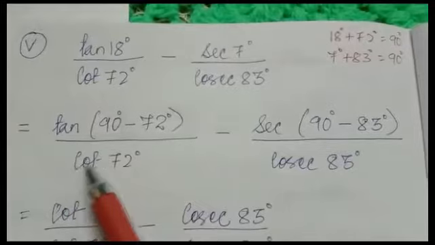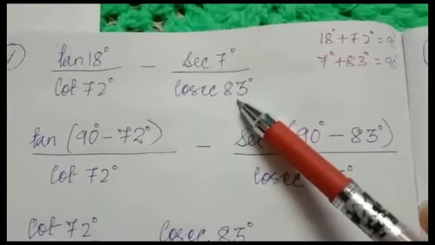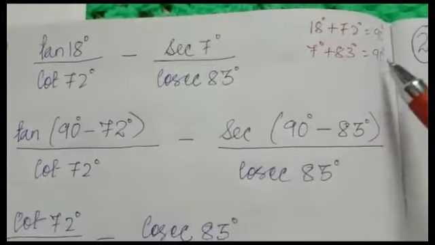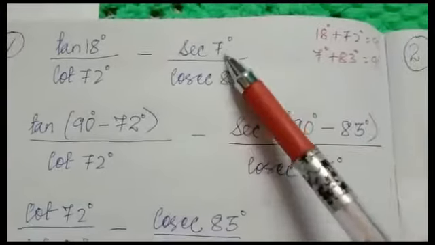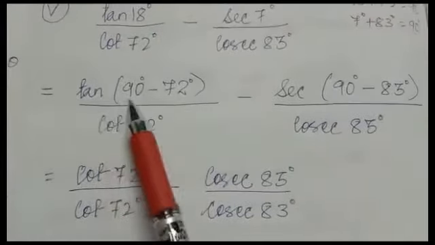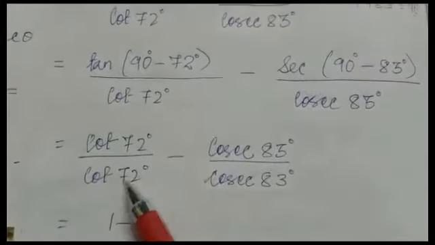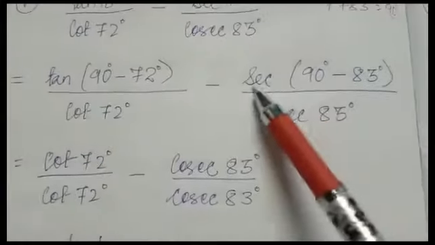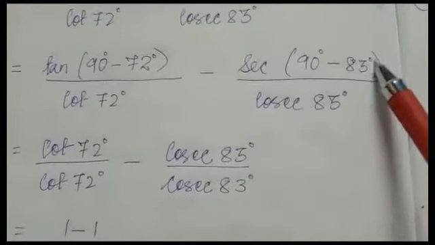So this is cot 72 you have to write. Minus, again 7 and 83 are complementary because the sum is 90. So we'll convert this 7 into 83. In place of 7 we will write 90 minus 83. So the complementary of tan is cot 72 degree divided by cot 72 degree minus the complementary of sec is cosec 83 degree. This is your theta.